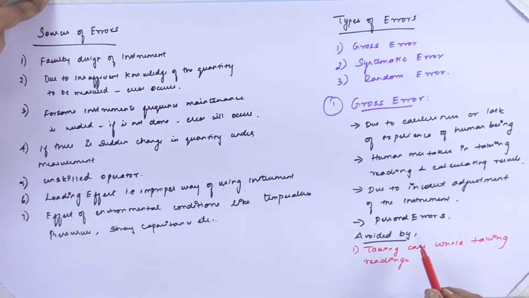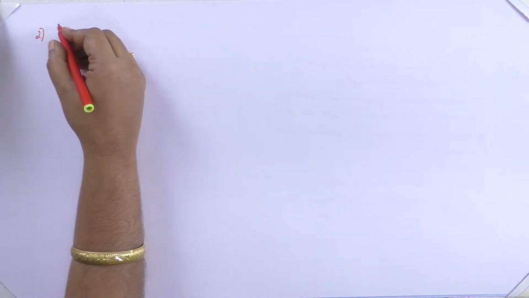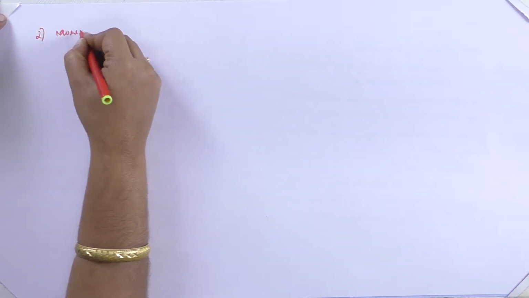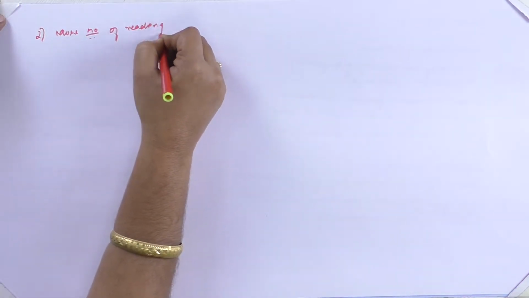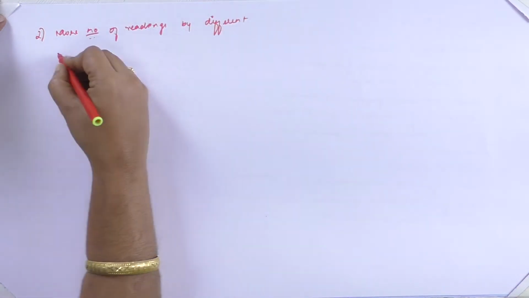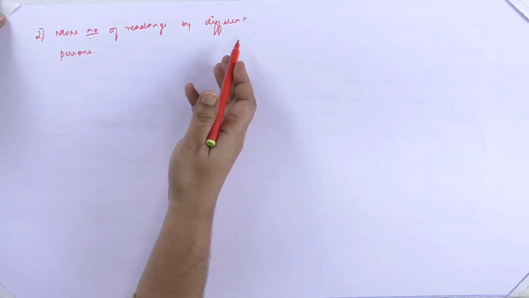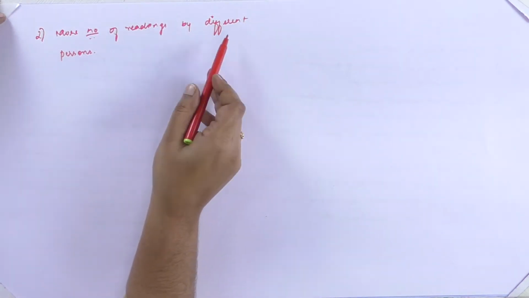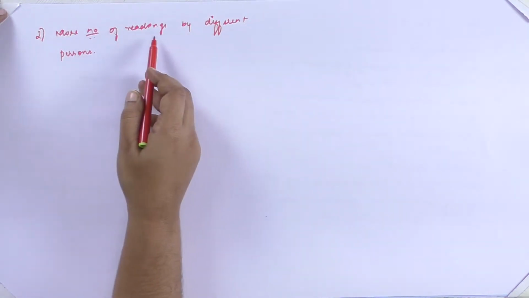So, we have to take care while taking the readings and calculating the results so that we can eliminate this gross error. Second, we can eliminate the gross error by taking more number of readings by different persons. The readings taken vary from person to person. So, by taking more number of readings by different persons, this gross error can be eliminated.